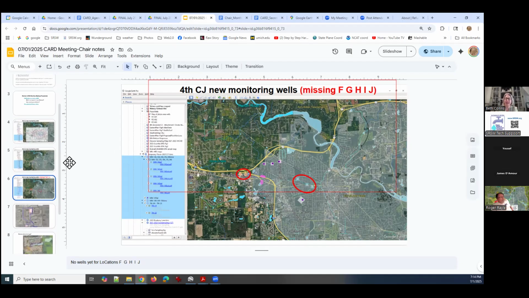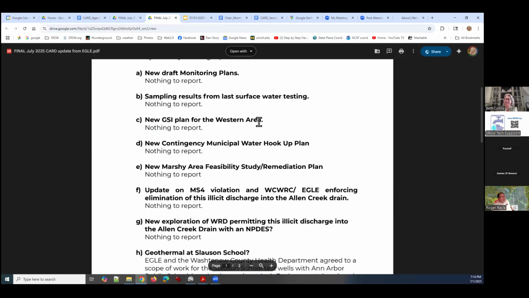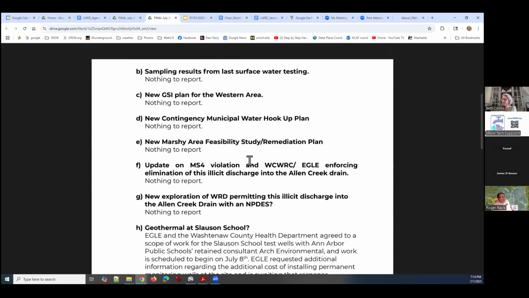Roger, should I add that to the EGLE quarterly, to ask them why? Yeah, maybe the fourth CJ update. Was that already in there? I can't remember. I'm sure it's in here, and they always just say there's nothing new, but why don't we ask that question? Where are the wells? FG missing wells. I mean, it doesn't take that long to put in monitoring wells.